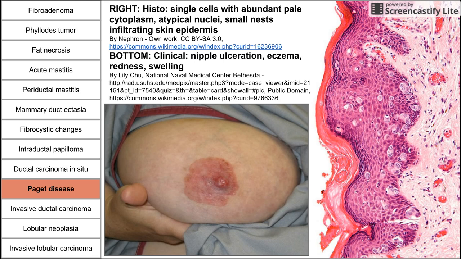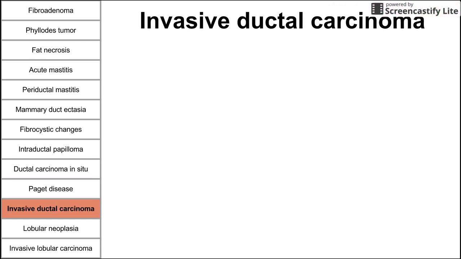So here's an image of Paget's disease in the nipple. I'm going to point out some of the pale cells that you can see here. These are the pale cells that are working their way toward the outside of the body in Paget's disease. So histology shows single cells with abundant pale cytoplasm, atypical nuclei. These are working their way up to the epidermis, characteristic of Paget's disease. On clinical signs, you can see nipple ulceration, eczema, redness, and swelling, as shown in that picture.